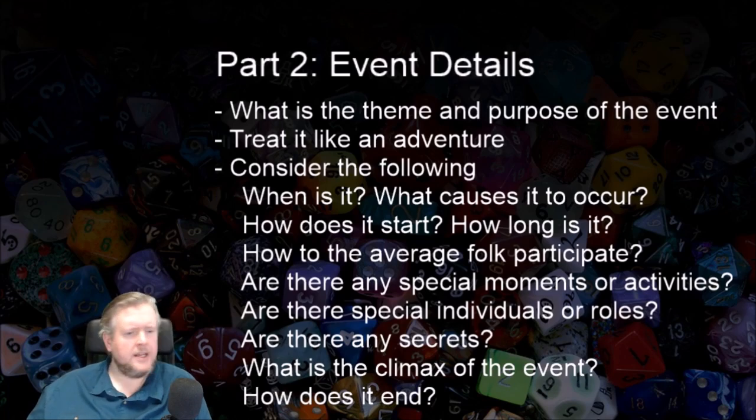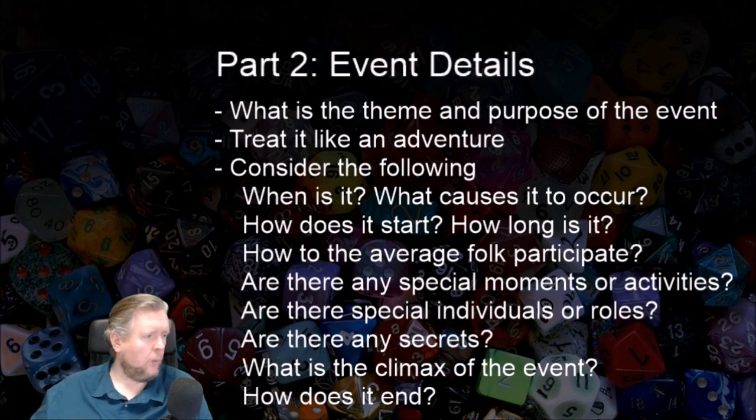Start out with the theme and purpose of the event. Treat it like an adventure. Consider all of the following. When is it? What time of year? What time of day? What causes it to occur? How does it start? How long is it?